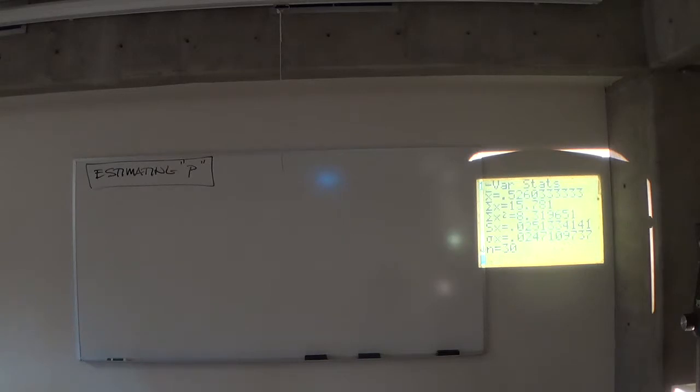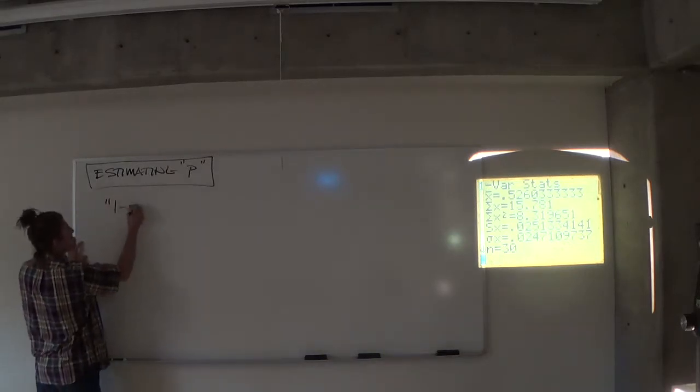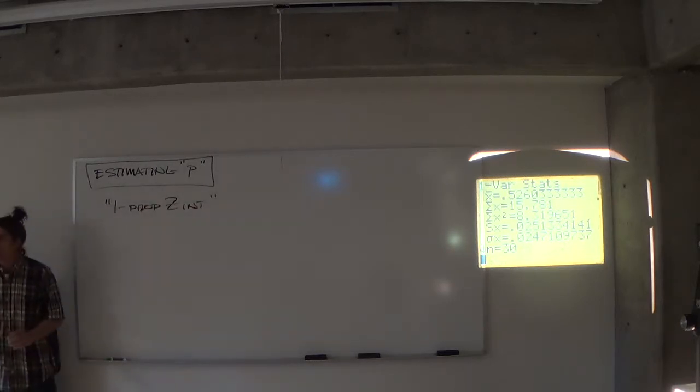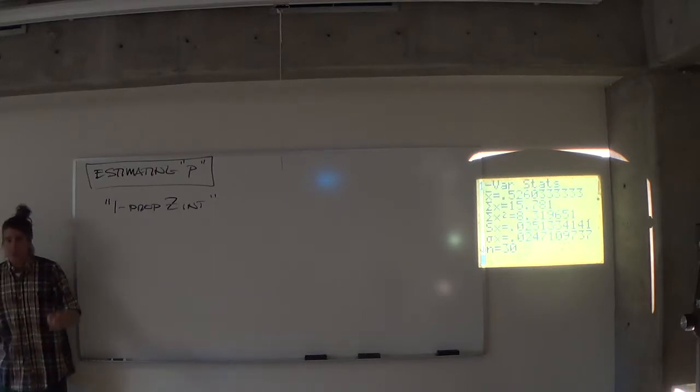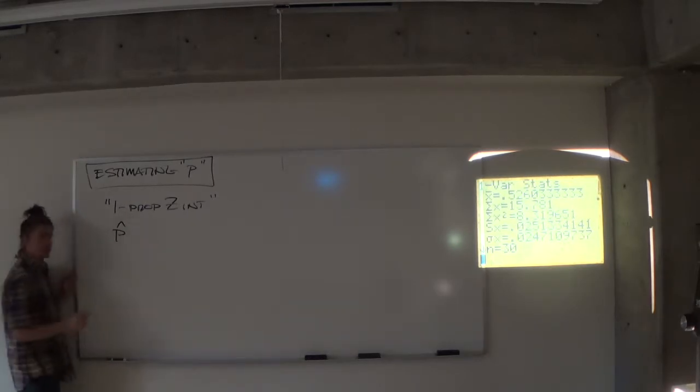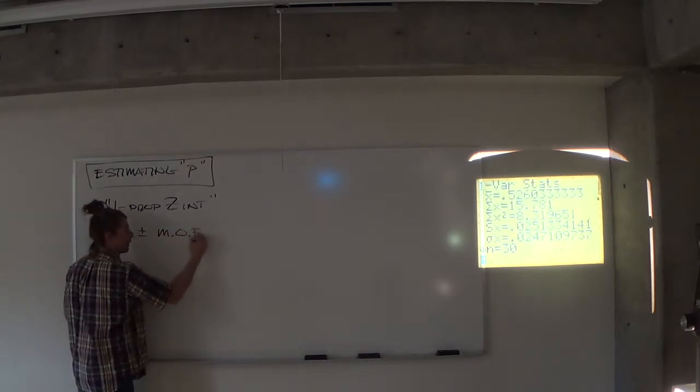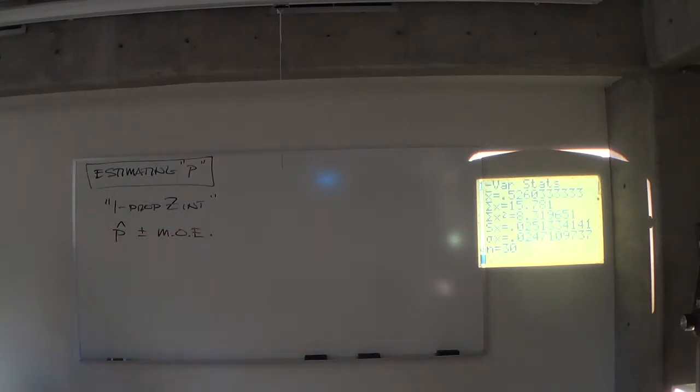But the idea, if you run that single proportion confidence interval, that 1 prop z int, as your TI calls it, if you're at 95% confidence, the idea is you take your sample's center, p hat, and you add and subtract from that your margin of error. So could we just find the margin of error? That's what we have to do right now. Right now we have to find the proper margin of error for our new study.